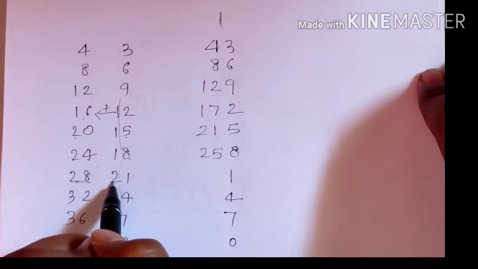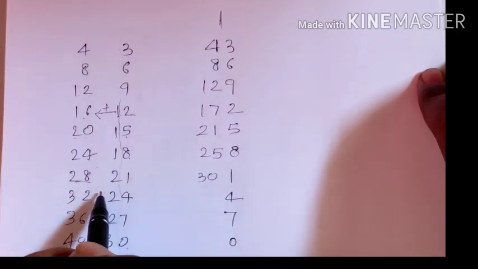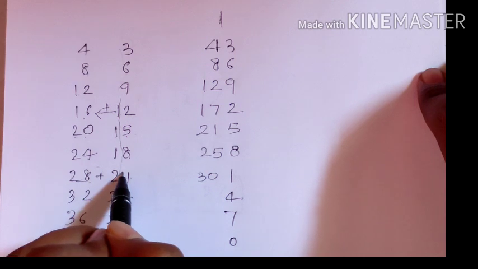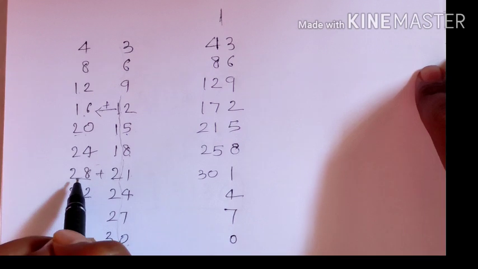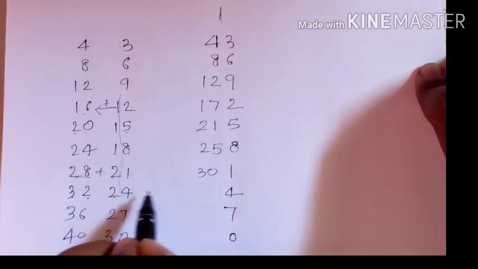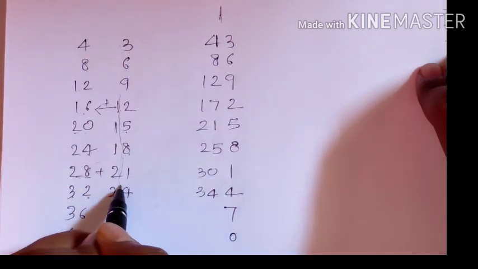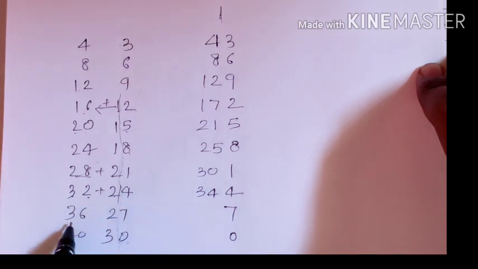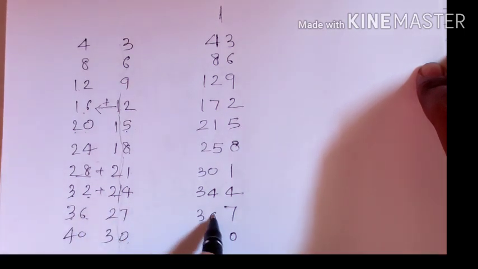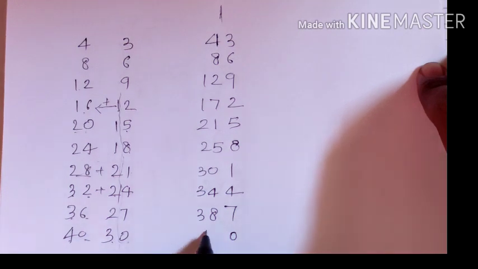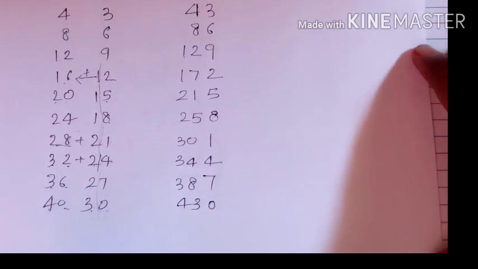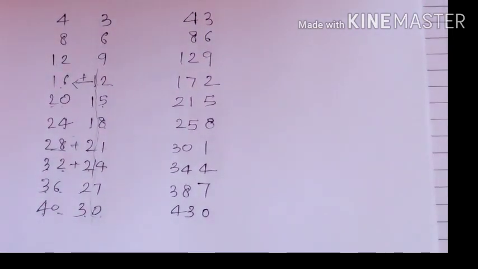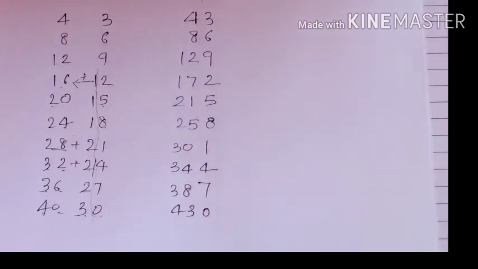Then 28 plus 2, 30. So what I am doing is just adding this tens place number in the 3's table to the 4's table number. Okay, 32 plus 2, 34. Then 36 plus 2, 38, and 40 plus 3 is 43, and your 43 table is ready. Very easy it is, isn't it? So if you know the tables till 9, you can prepare tables like this till 99.